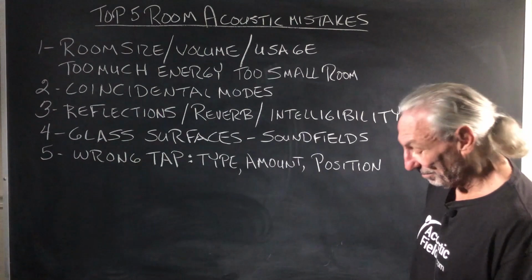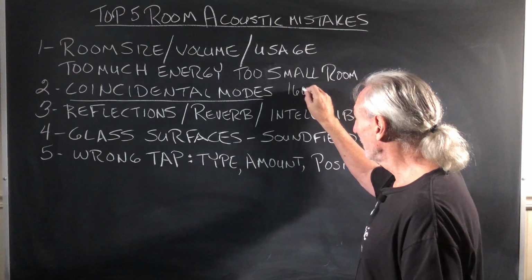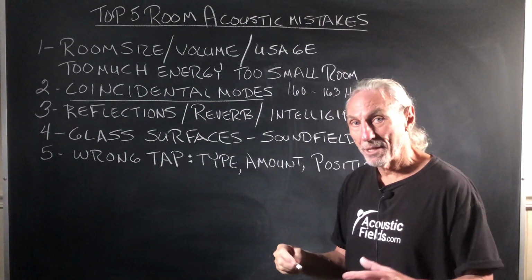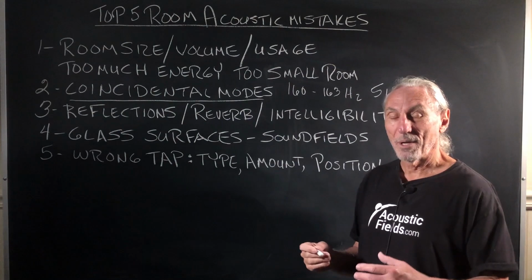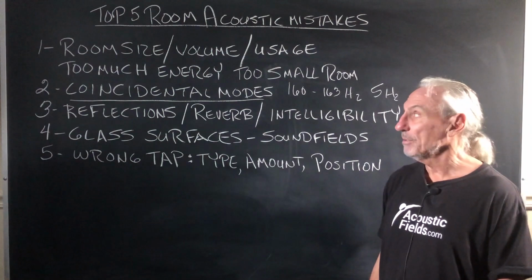Here's another thing people don't think about, but it's really important. Coincidental modes. Modes that are within, say, 160, 163. They're within five cycles of each other. Okay, so when they're grouped close to that, based on the dimensions of the room, they exaggerate. They can produce more sound in that frequency range. They can also go the other way. They can also produce a dip. So we want to stay away from coincidental modes when we're choosing our room size and volume and our usage.